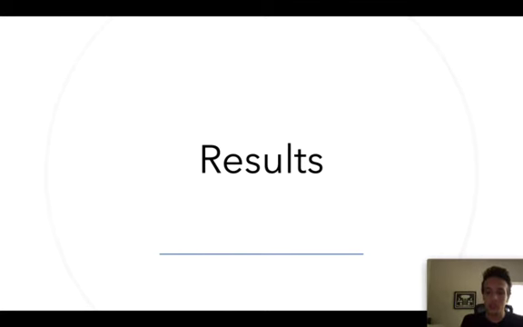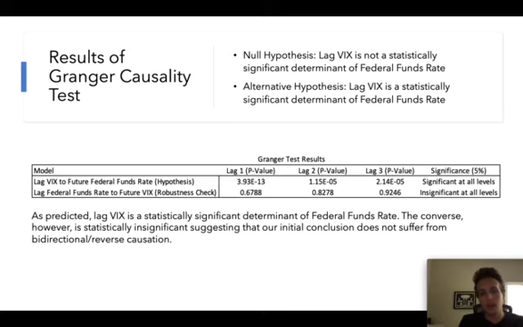Next, we're going to jump into a few of the results and try to understand what all this data says. The results of the Granger Causality test, the first thing to go over are first the null hypothesis, second the alternative hypothesis. So, null hypothesis: lag VIX is not a statistically significant determinant of the federal funds rate. Our alternative hypothesis is that lag VIX is a statistically significant determinant of the federal funds rate.